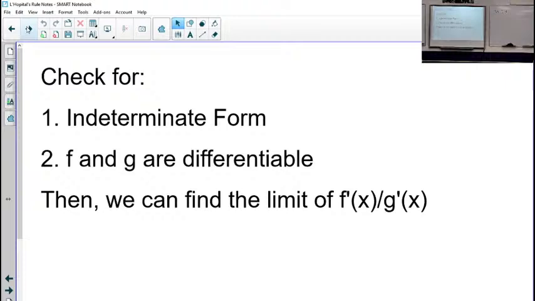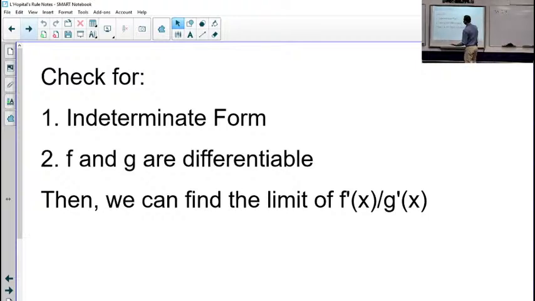If those two things are true, if we have that indeterminate form and f and g are differentiable, so in other words, the top function and the bottom function are both differentiable, then we can find the limit of f prime of x over g prime of x. This is not quotient rule. This is not low d high minus high d low over square of what's below. I'm just taking the derivative of the top, and then separately taking the derivative of the bottom, and then evaluating the limit.